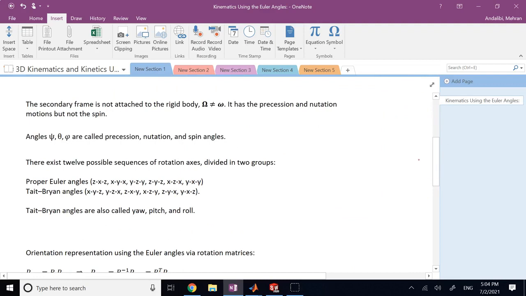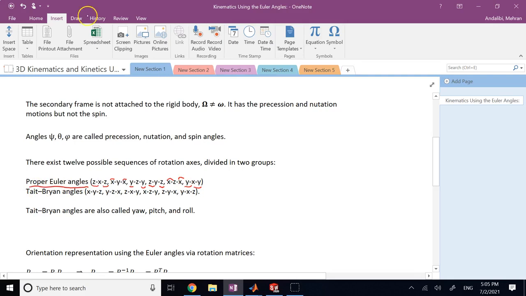There are 12 different sequences of Euler angles. In one category of them, the first and the last axis are the same type. Not that they are the same thing, of course not. The first one is the absolute, the last one is an intermediate. But the letters, the type of the axis, the first one and the last one are the same. So it is ZXZ or ZYZ, right? Or it's XYX or XZX. Or YXY or YZY, okay? So the first and the last axes are the same type. These six sequences, we call them proper Euler angles.